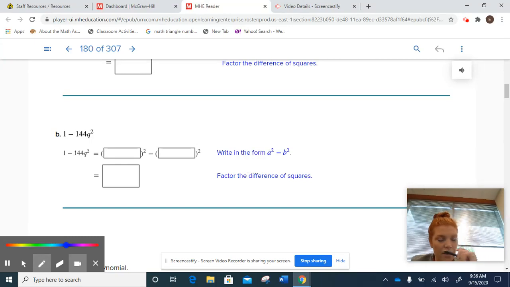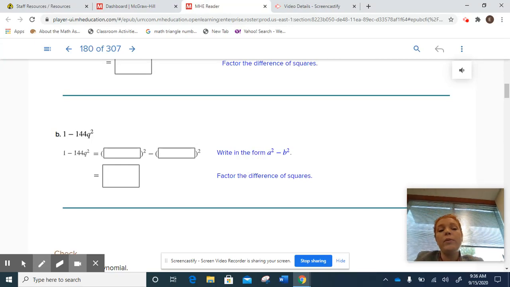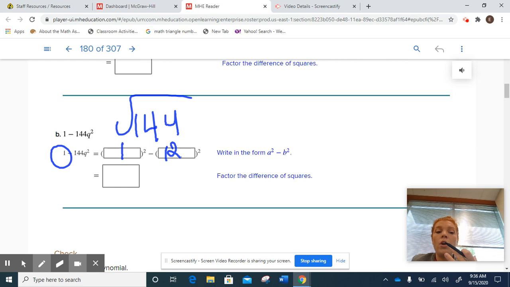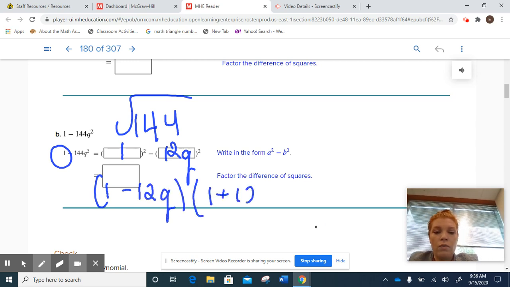So let's do part B on example 1. So remember, we're square rooting things. I'm looking at this first piece: the 1 square rooted is just 1. The 144 square rooted is 12. And then I want to go ahead and split apart the q's, or square root them, and q makes q squared. So my final answer here would be 1 minus 12q, 1 plus 12q.